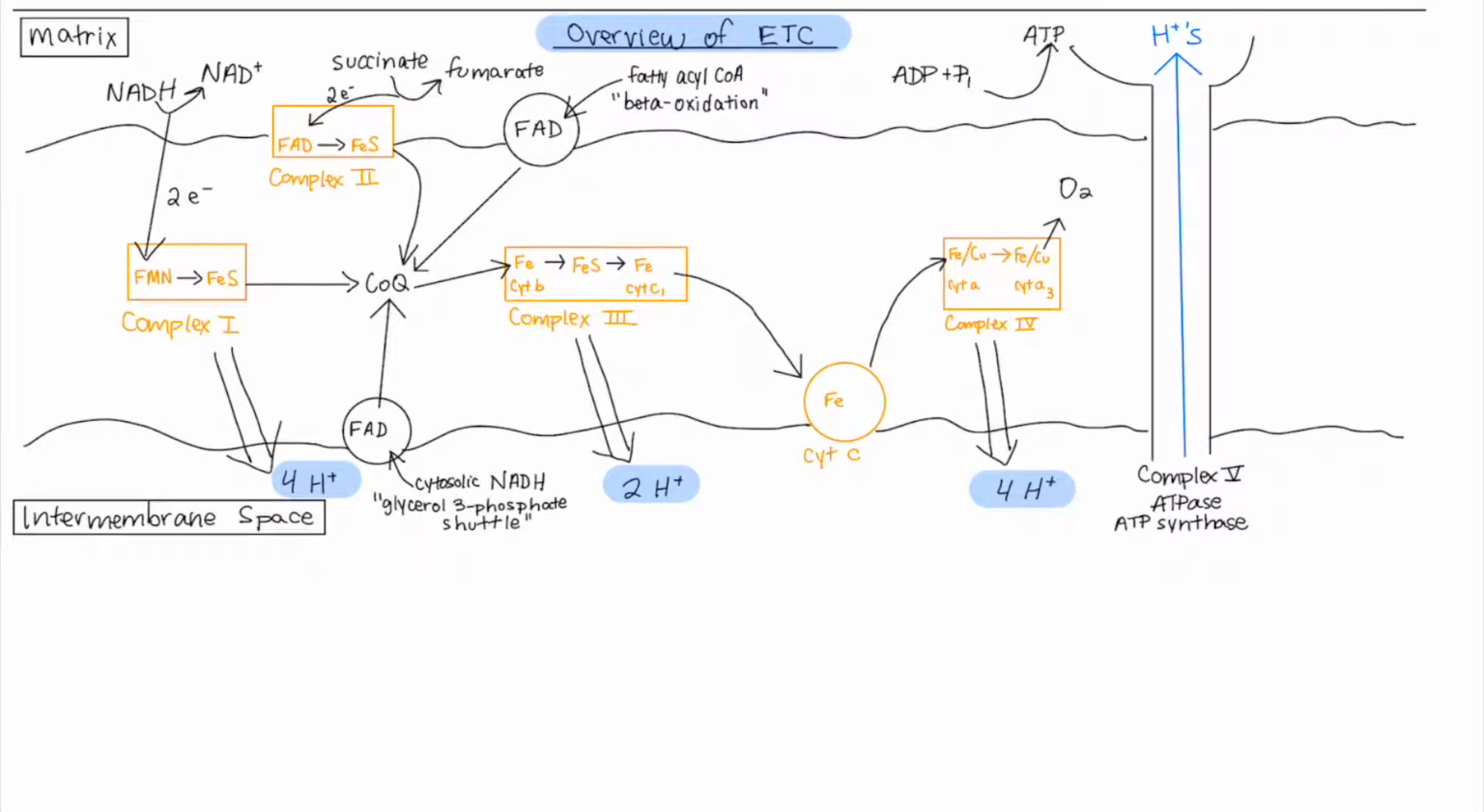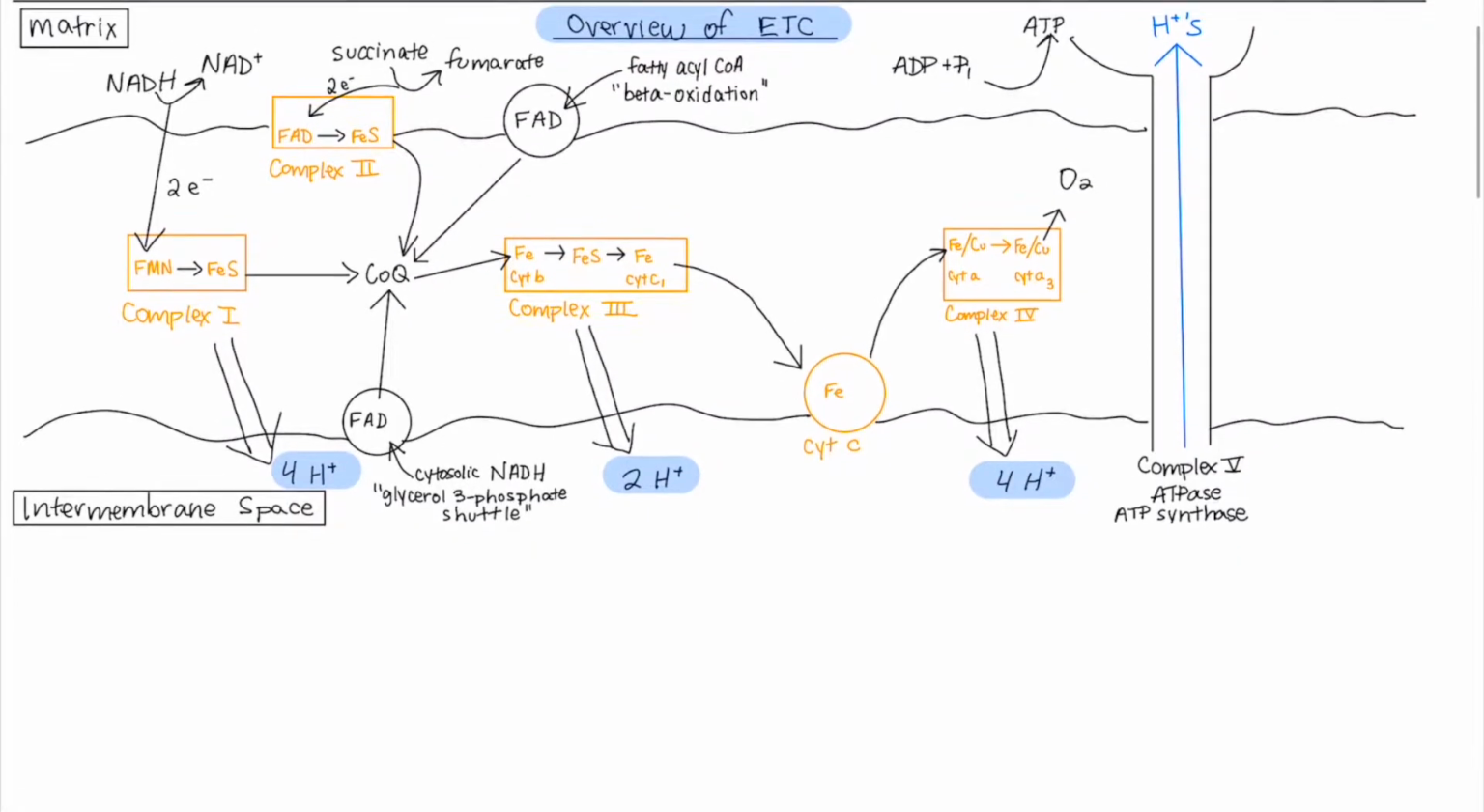Let's see if we can rationalize why having high citrate would mean having high energy. When you have a lot of citrate in your cell, you're going to be in a high energy state. We can think about this starting at the electron transport chain in mitochondria, by looking at complex 5 or ATP synthase. So we have that down here.